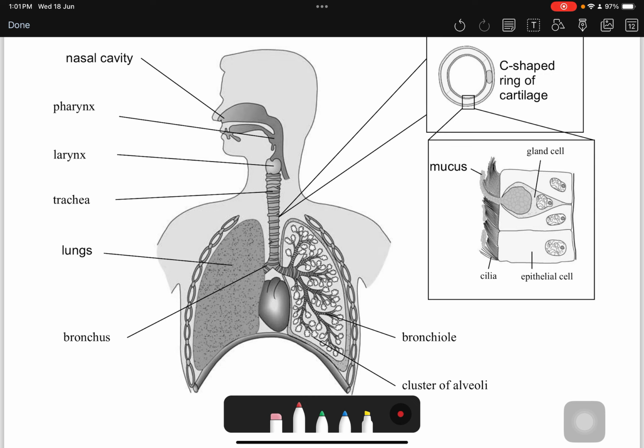Your nasal cavity is the starting point of the respiratory system to take in and remove gases, oxygen and carbon dioxide, but it does not differentiate. It takes in all the air into your respiratory system, and your respiratory system will do the work to process it accordingly. Your pharynx, it's also known as the throat.